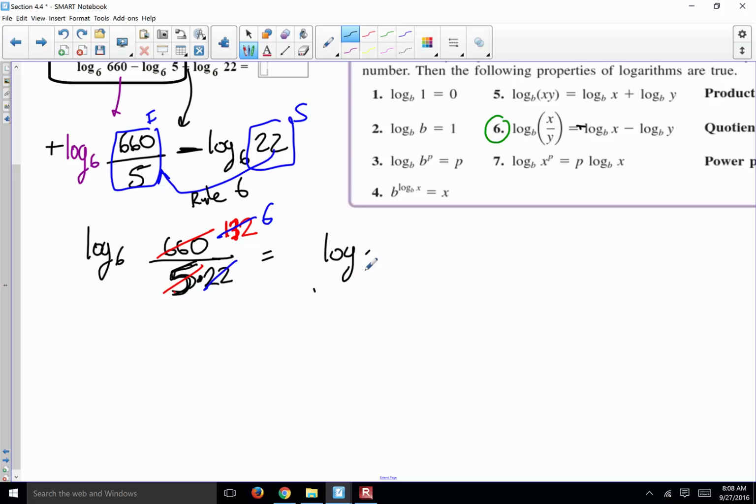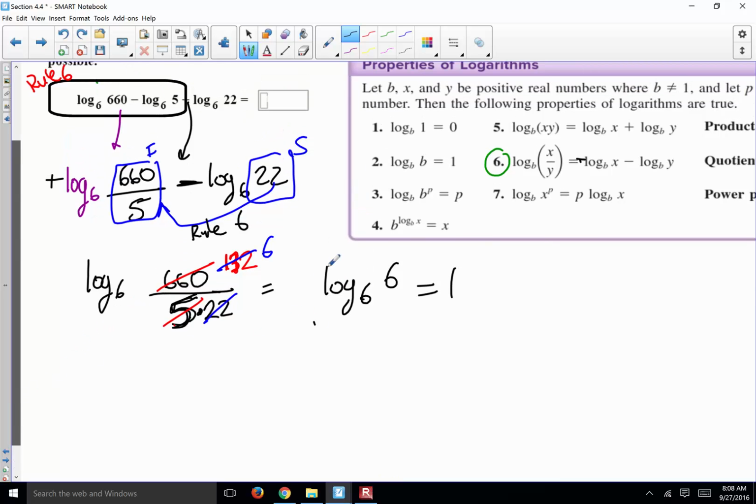Perfect. Oh my god, something great is happening here. What is log base 6 of 6? It's 1. Matching pairs always make 1. This mess turns into 1. It doesn't even turn into a log with fat things inside, because everything is a number, it's computable, so you can simplify this.